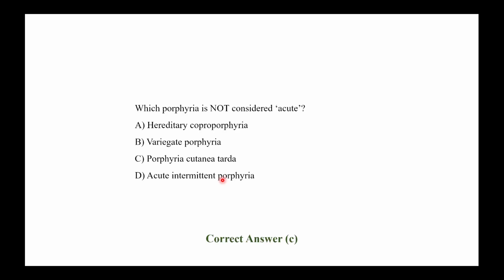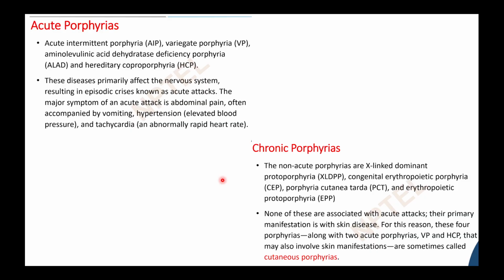The correct answer is option C, porphyria cutanea tarda, that is PCT. So there are two types of porphyrias, acute porphyria and chronic porphyrias. Acute porphyria includes acute intermittent porphyria, AIP, variegate porphyria, VP, aminolevulinic acid dehydratase deficiency porphyria, that is ALAD, and hereditary coproporphyria, that is HCP. So acute porphyria includes all these four types of porphyria.